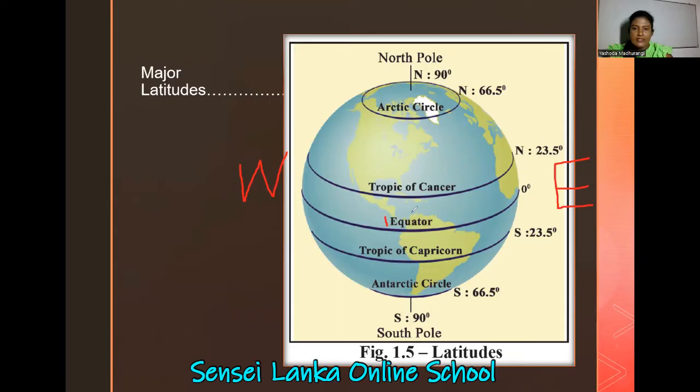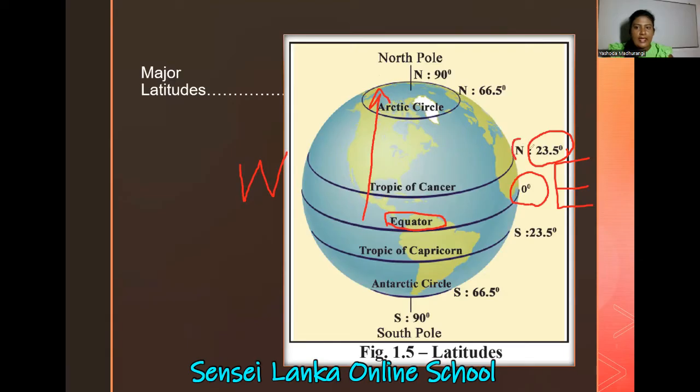Now look at them. This is the equator. Can you see in the middle? The value is 0 degrees. Then there are many other numbers, 1, 2, 3, 4, 5, 6, like that. These are latitudes. But when it comes to 23.5 degrees, look at the direction, north. Now we are going to the top, towards the north. We are going towards the north.